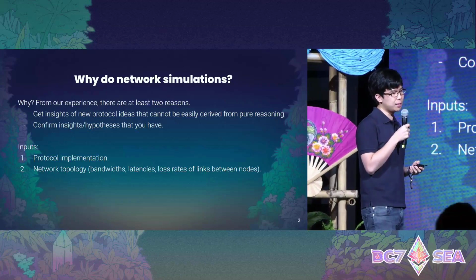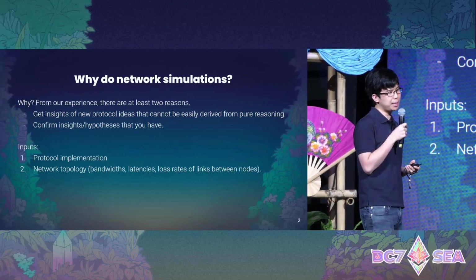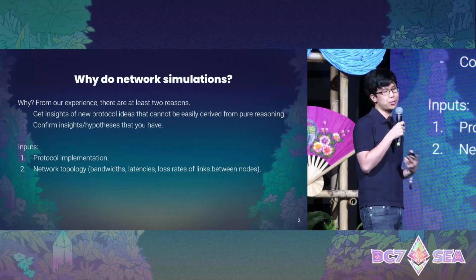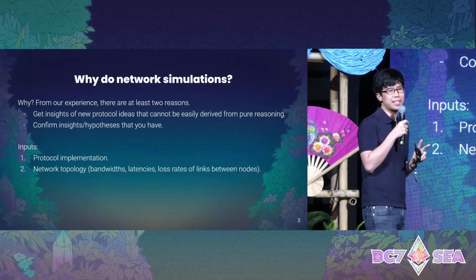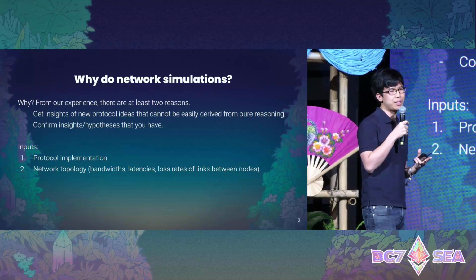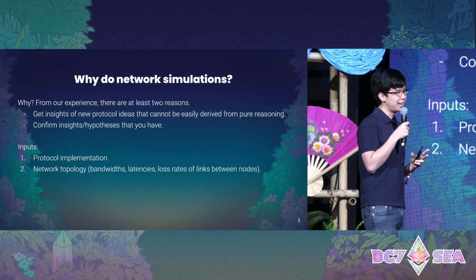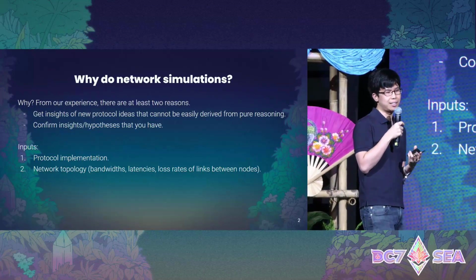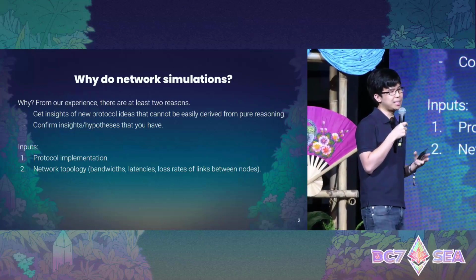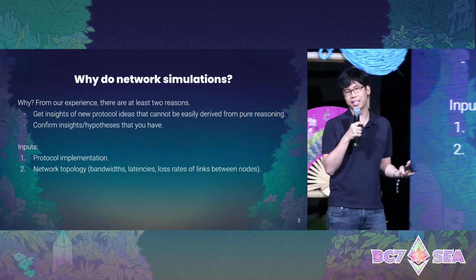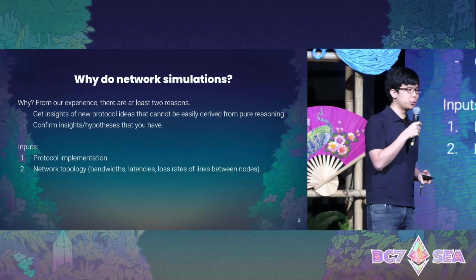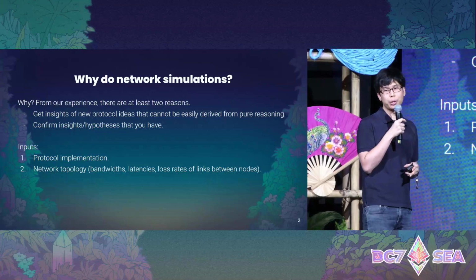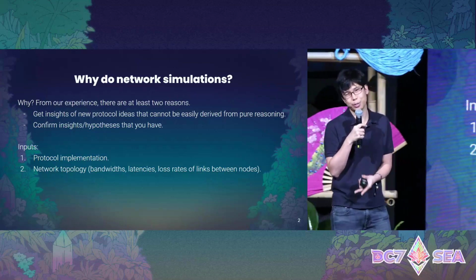When you do the simulation, usually the input is that you have to have the protocol implementation first, right? Otherwise, you cannot simulate it. The second one is that you have to have the network topology in mind, like how much bandwidth each link has in the network, or how much is the latency and how much is the packet loss rate, right? And you have to make the network topology as similar to the real world as possible. Otherwise, the simulation doesn't make sense at all, right?